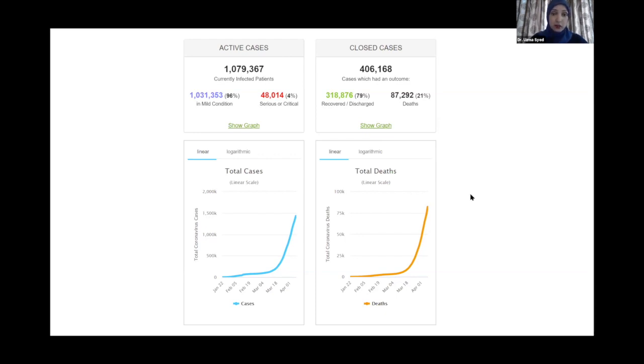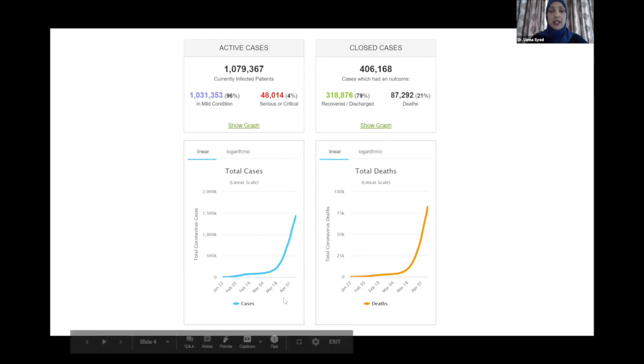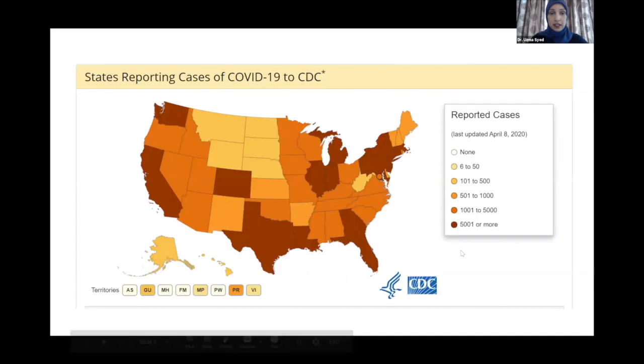And these graphs over here just show you the logarithmic approach and the linear approach to the sharp increase in the number of cases that we have been seeing, as well as the number of deaths and mortality.